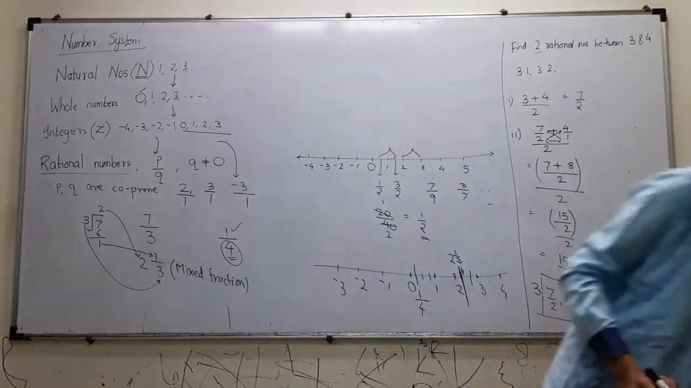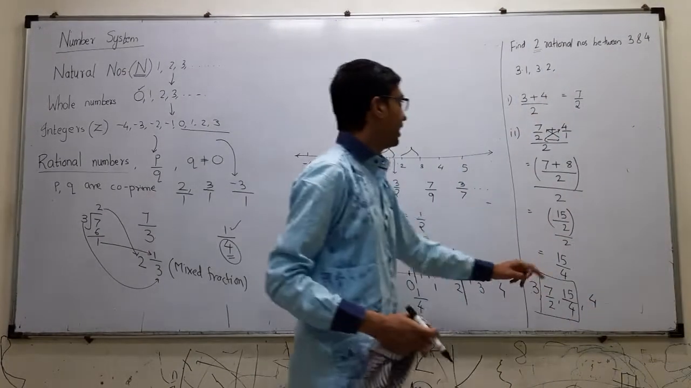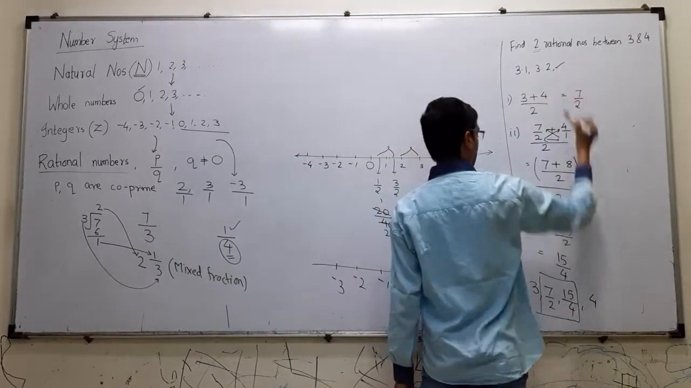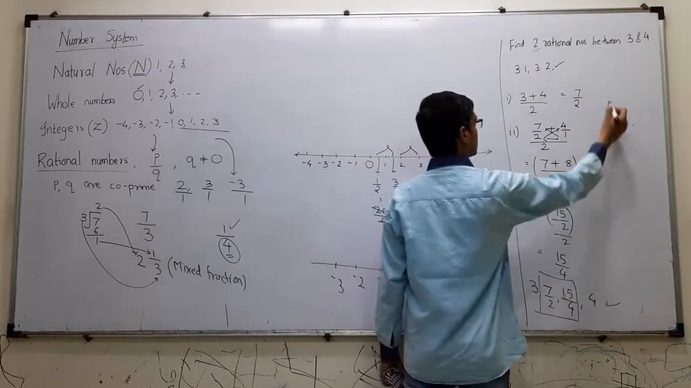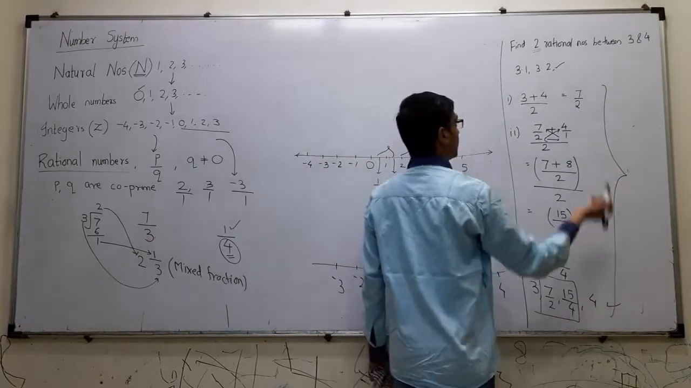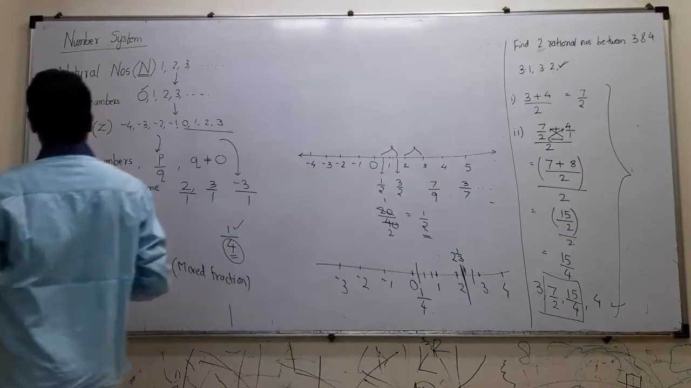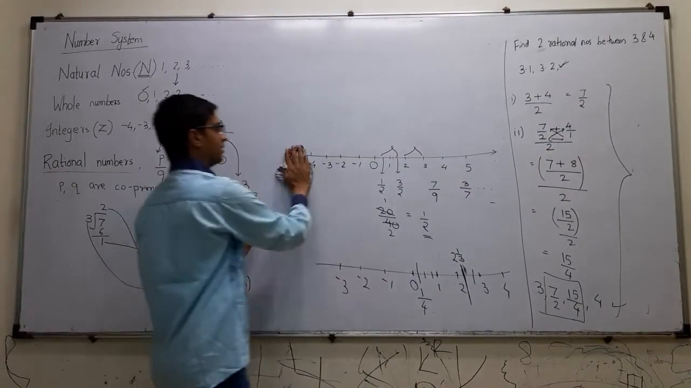Are you getting it? This is one way. Also directly you can write as 3.1, 3.2. Both are correct. If it is for 2 marks, you will write this. If it is for 1 mark, you can write this. Okay? Now let's move on to the further part.